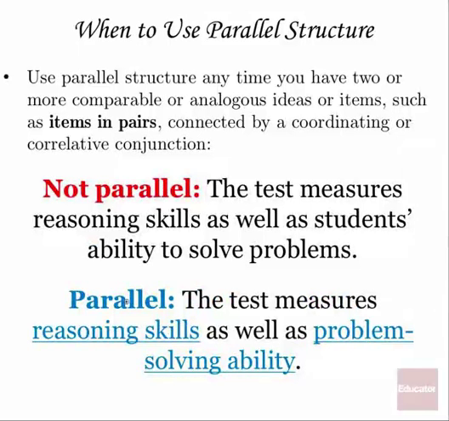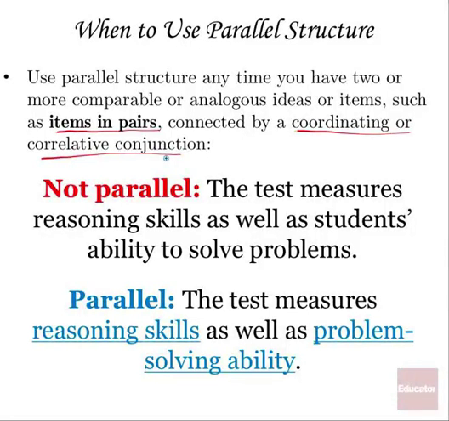You also use parallel structure for items in pairs, usually connected by a coordinating or correlative conjunction. If you're having trouble remembering which one those are, remember coordinating conjunctions join two things of equal importance, and correlative conjunctions join things that come in pairs.